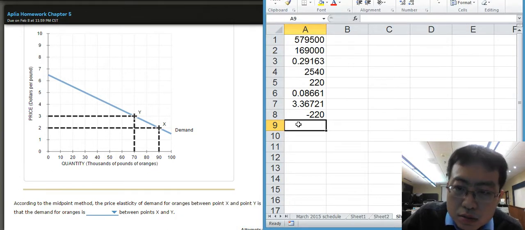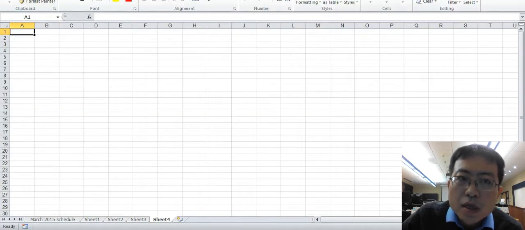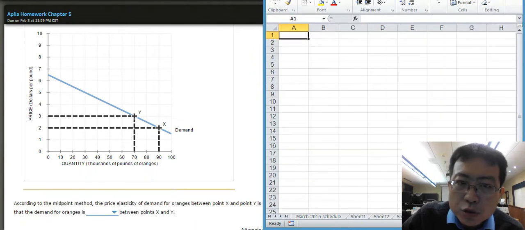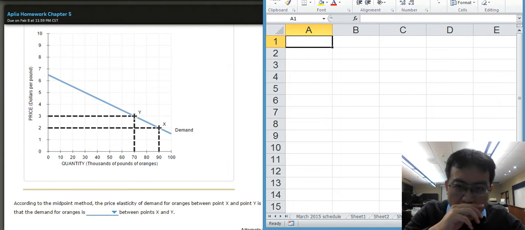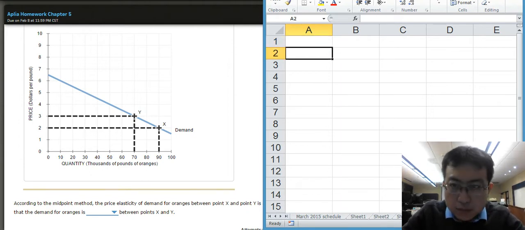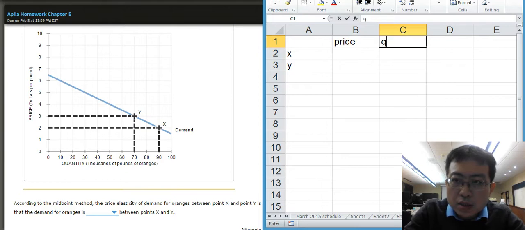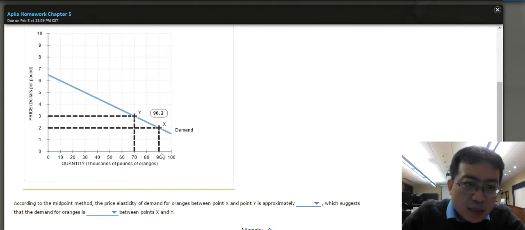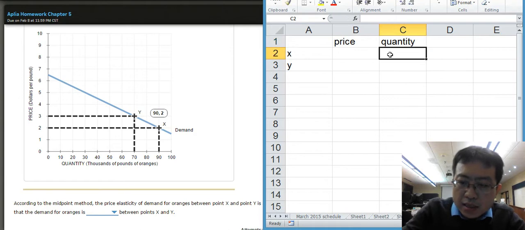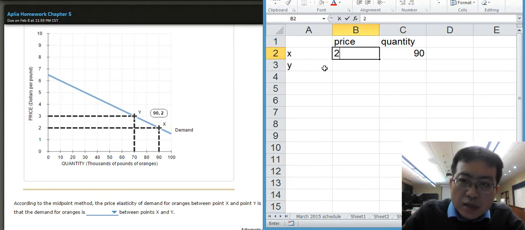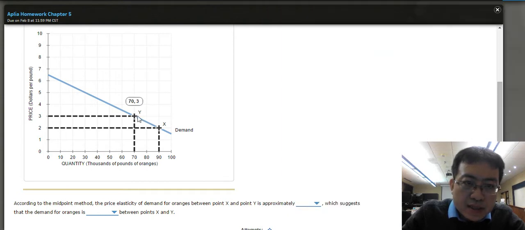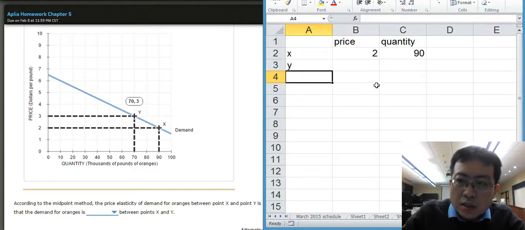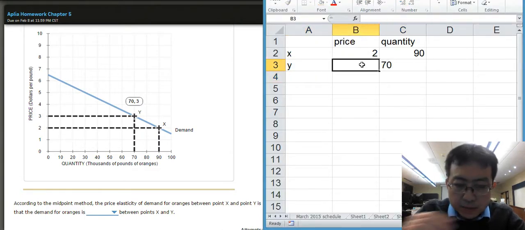So we're going to look for the price elasticity between point X and point Y. Let's put those points in our table over here. We're going to put X and Y, and then price and quantity. For point X, quantity is 90, price is 2. And then for point Y, quantity is 70, price will be 3.